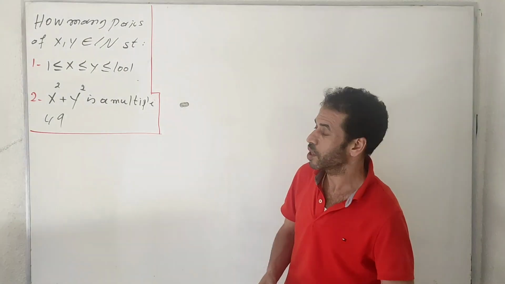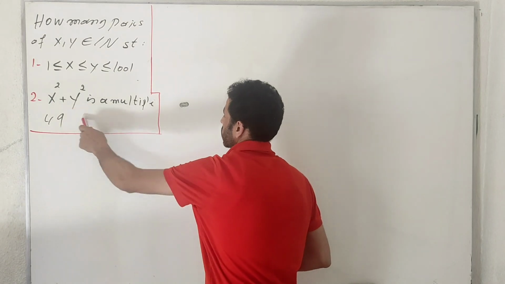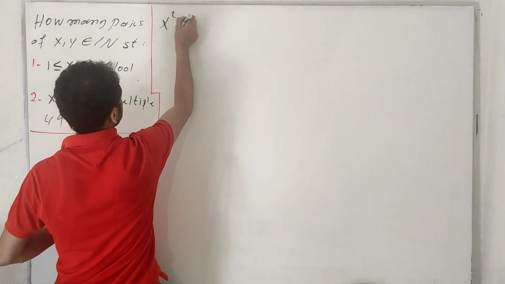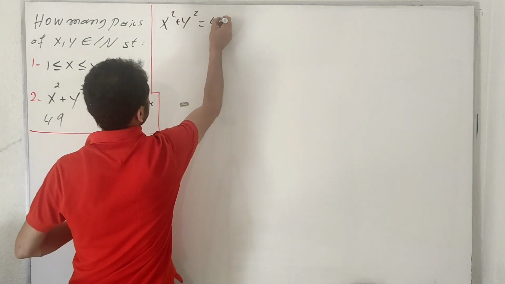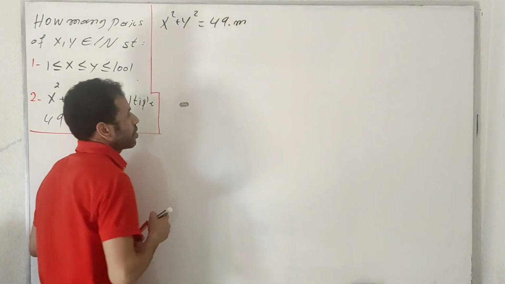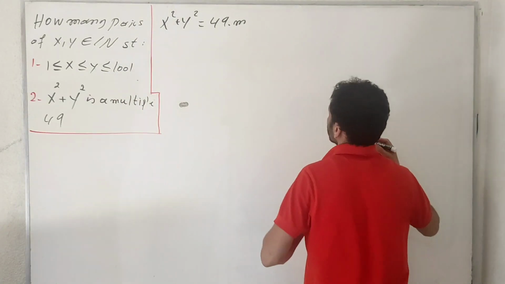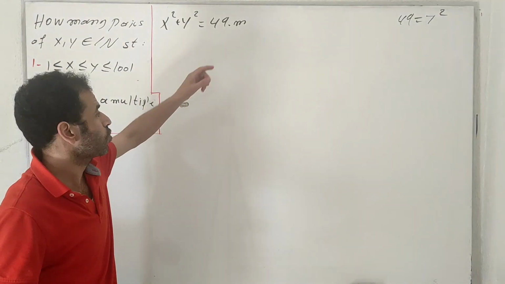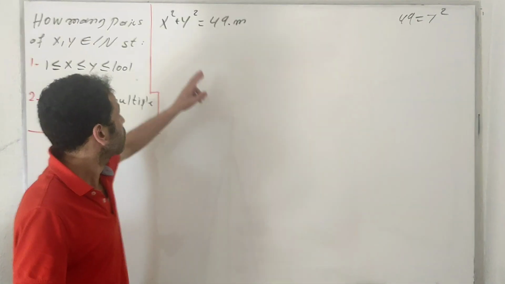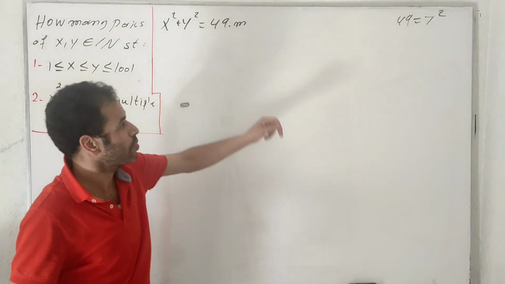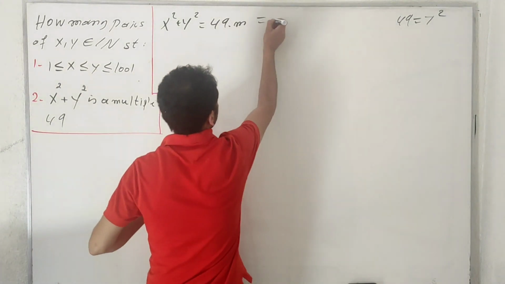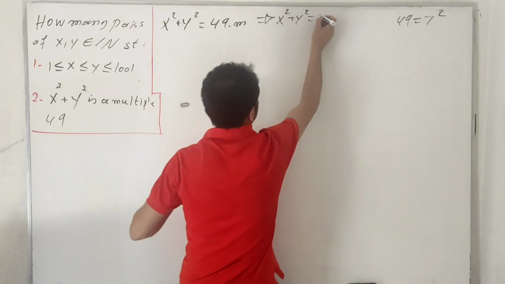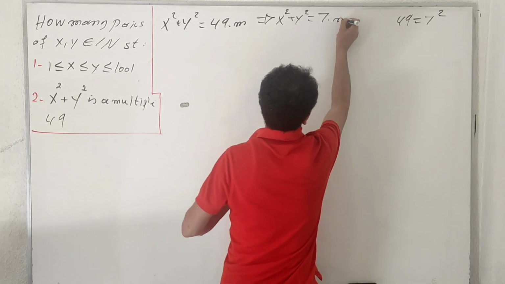So let's jump into the solution. We are saying these two terms are a multiple of 49, which means x squared plus y squared equals 49 times m, where m is some natural number. Notice here 49 is 7 squared, which means this sum of these integers is a multiple of 7 as well. So x squared plus y squared equals 7 times m prime.